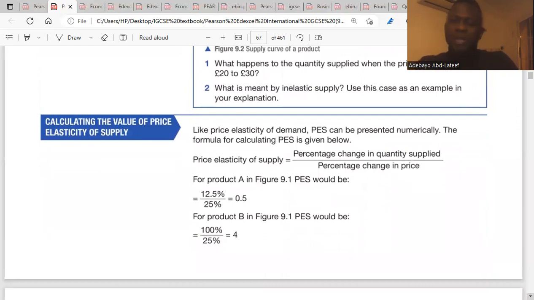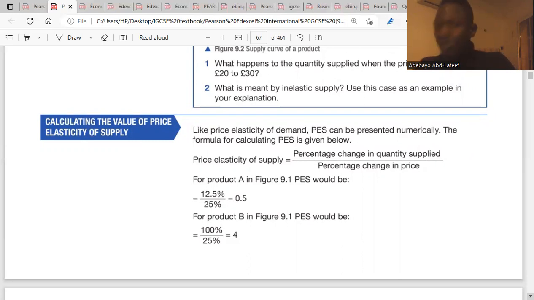So how do we calculate price elasticity of supply? The formula is percentage change in the quantity supplied over percentage change in price. So that means we could say PES is equal to (Q2 minus Q1) over Q1, divided by (P2 minus P1) over P1. I wrote the derivative for the formula. It is Q2 minus Q1 over Q1 divided by P2 minus P1 over P1.